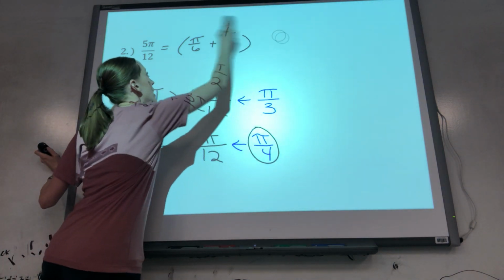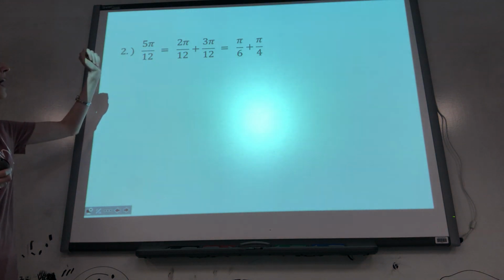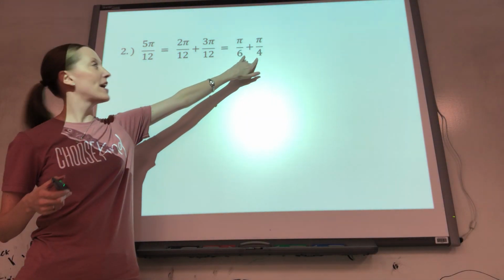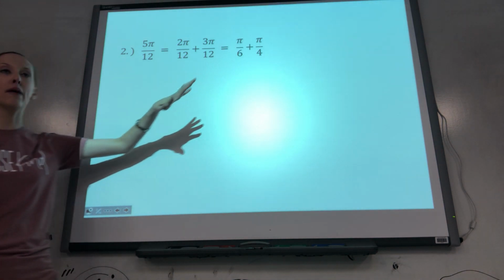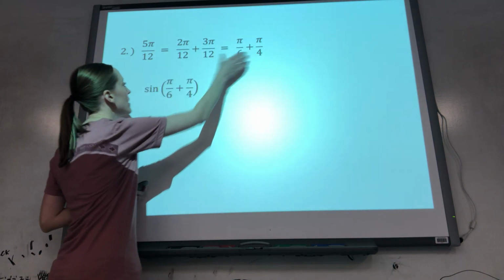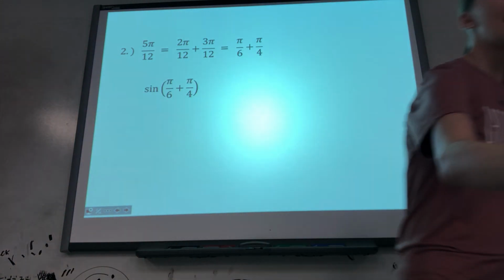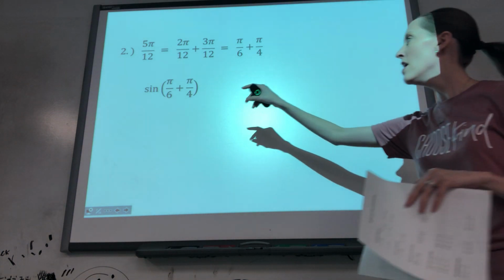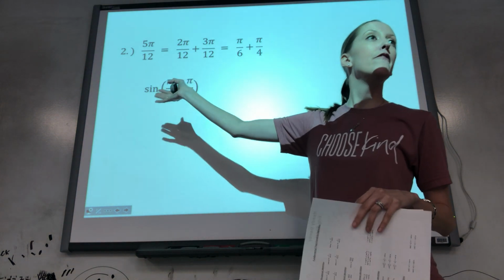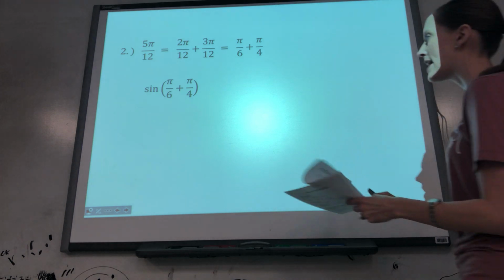That's how I come up with a sum of numbers that equals 5 pi over 12. Any questions about how we got those? Not as easy to think about as degrees, but now we can go ahead and start the process. Sine of pi over 6 plus pi over 4. And by the way, if you had the order of those switched, it would be okay because addition is commutative. If you put pi over 4 plus pi over 6, our answers should still be the same.